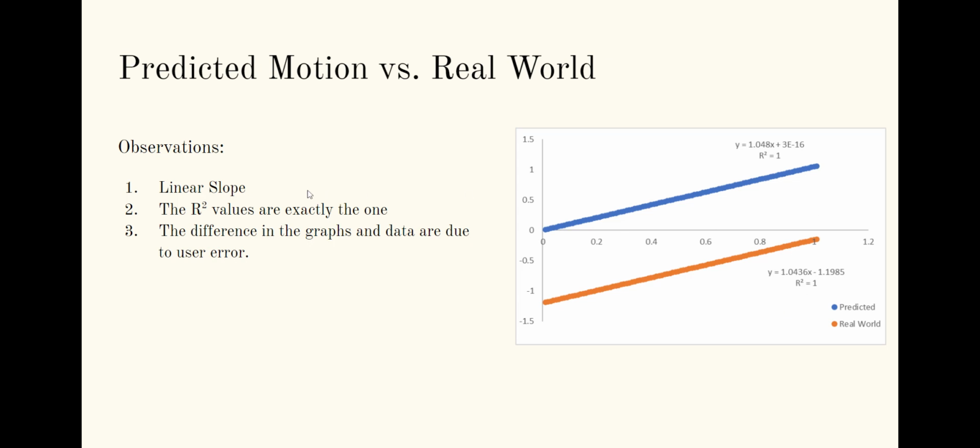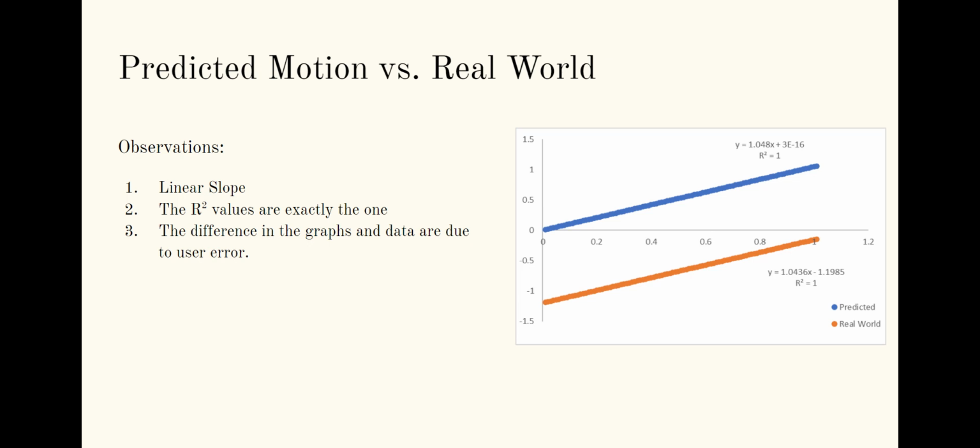My observations include 3 main points. First is that both lines have a linear slope, meaning the object, when given the initial velocity and assuming no net force, moves at almost a constant velocity. And the data, while not perfectly linear, was linear enough, and the bottle moved with a slower velocity than the model predicted, as seen here by the comparative values of 1.0436 and 1.048.